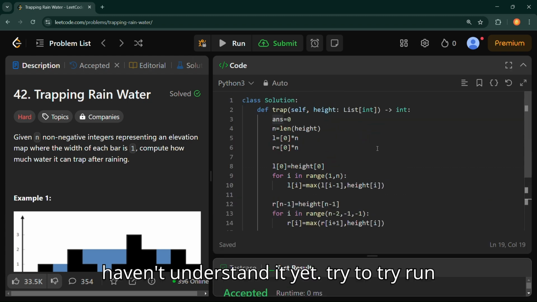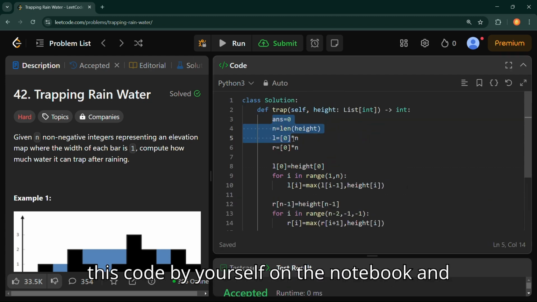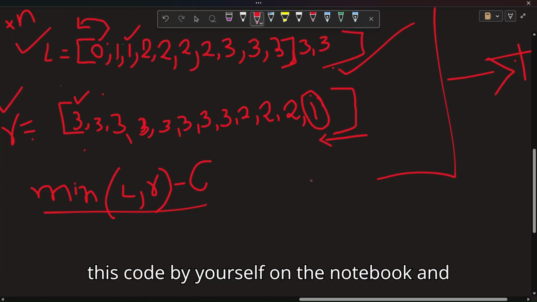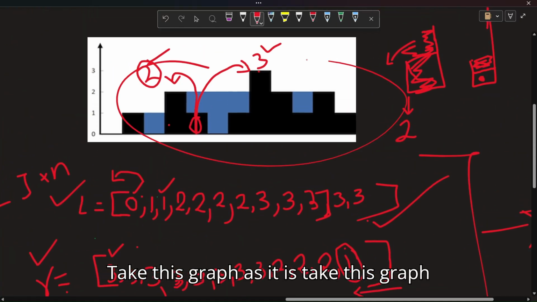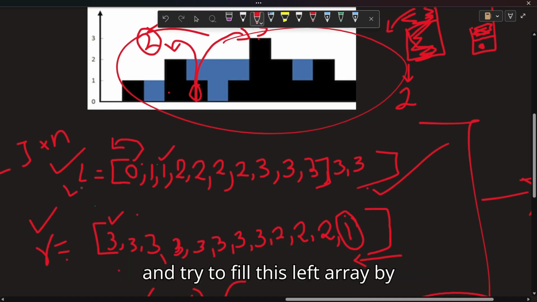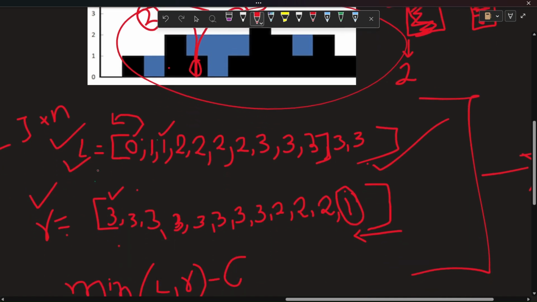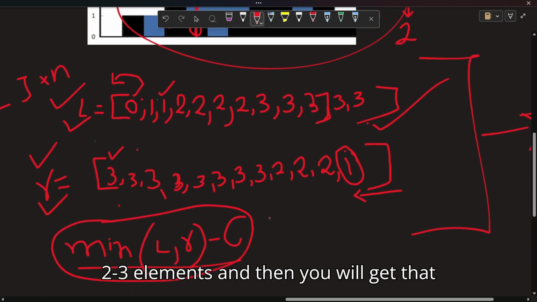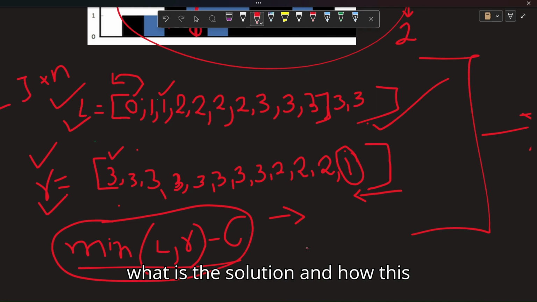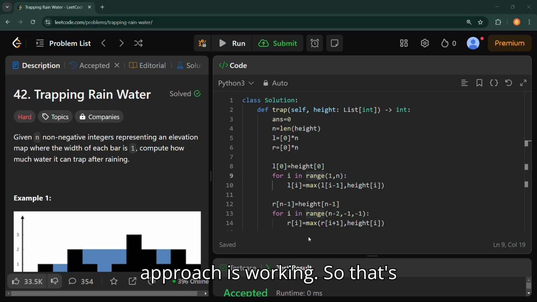If you haven't understood it yet, try to dry run this code by yourself in a notebook and try to visualize these two things. Take this graph as it is and try to fill this left array by yourself and this right array by yourself. After that, calculate this for 2-3 elements and then you will get what the solution is and how this approach is working. So that's it.